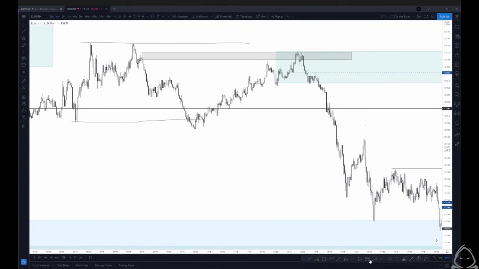And what we could have done is, if we were looking for a confirmation entry, we could have placed an order. Stop loss, I would at least have my stop loss above these highs.